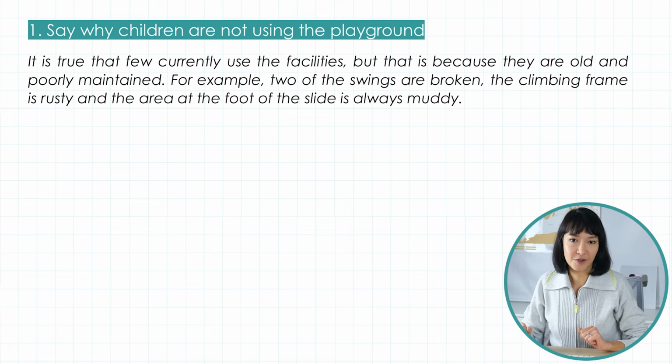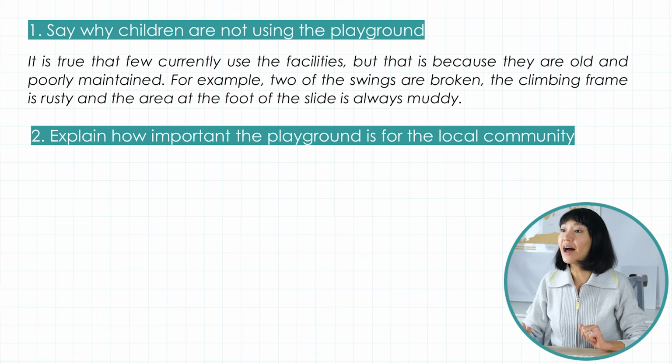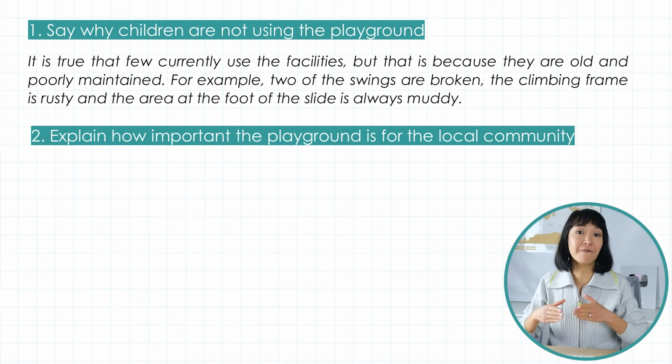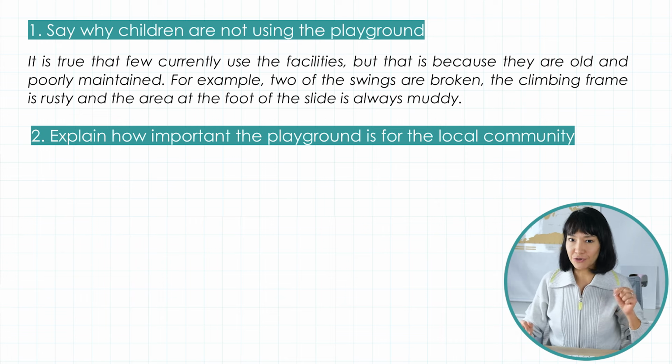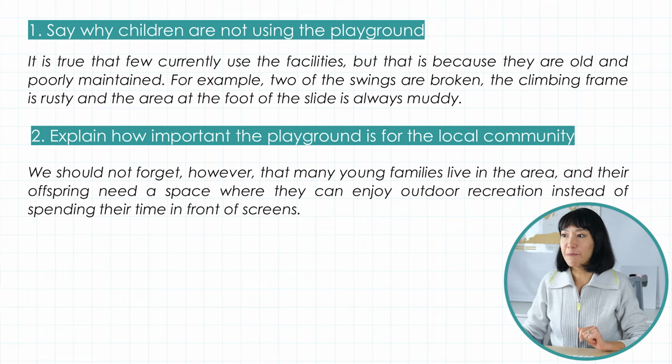On we go to the next bullet point. Explain how important the playground is for the local community. I decided to just point out how many families with young children live in the area. Always check that your writing is polite and not too accusatory. Here is my version. We should not forget, however, that many young families live in the area, and their offspring need a space where they can enjoy outdoor recreation instead of spending their time in front of screens.